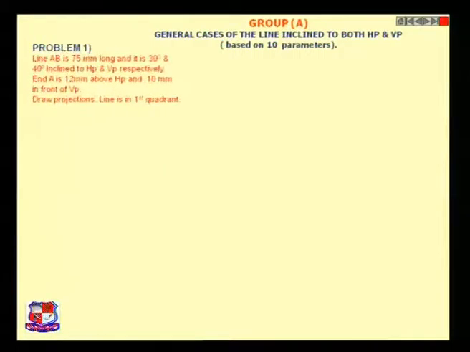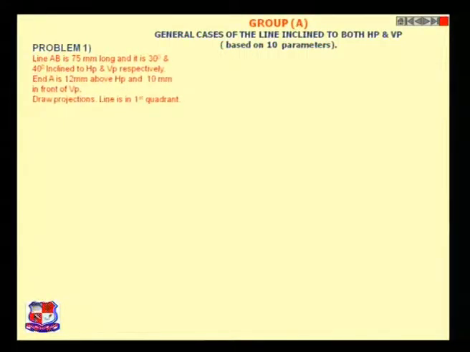The first group is for the general cases, which are lines inclined to both HP and VP. We are seeing the first problem of this lecture. In this, we will see that the line is inclined to both HP and VP. HP means horizontal plane and VP means vertical plane. As you can see in the red letters, we have been given some data.